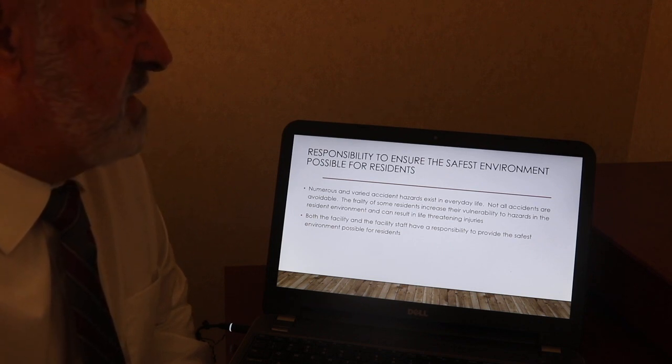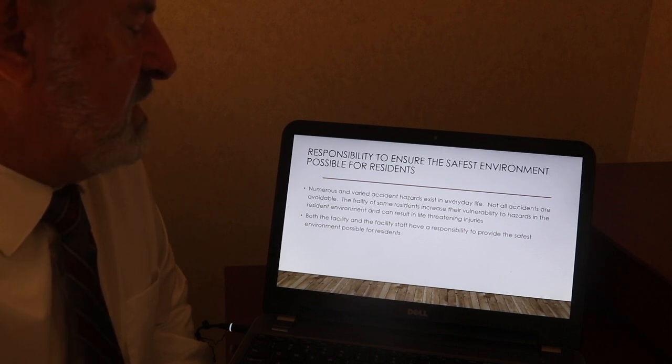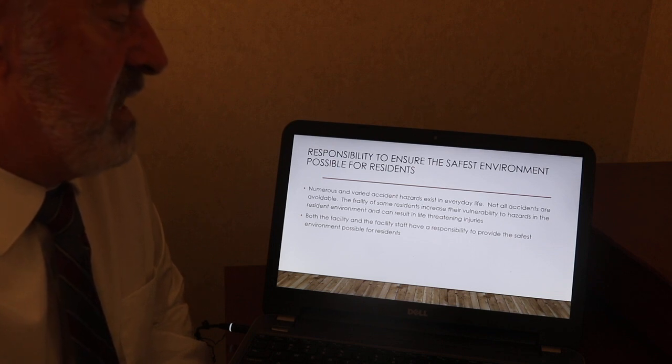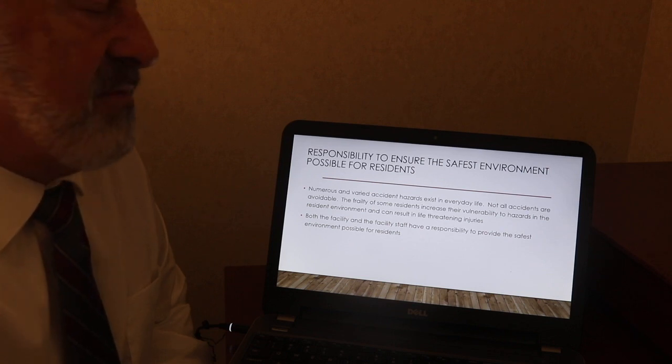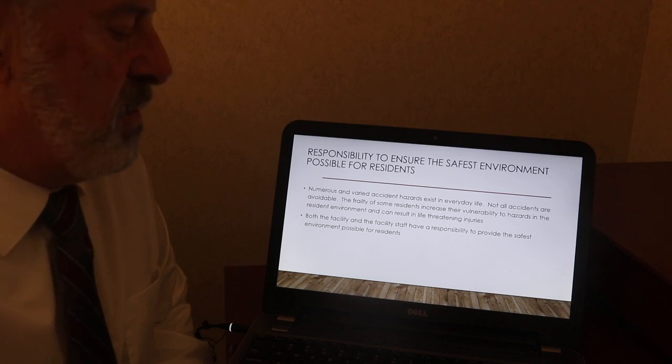Numerous and varied accident hazards exist in everyday life. Not all accidents are avoidable. The frailty of some residents increases their vulnerability to hazards in the resident environment and can result in life-threatening injuries. Both the facility and the facility staff have a responsibility to provide the safest environment possible for the resident.